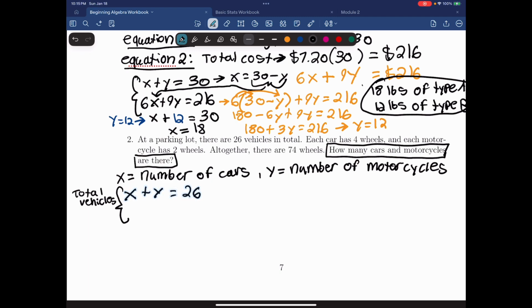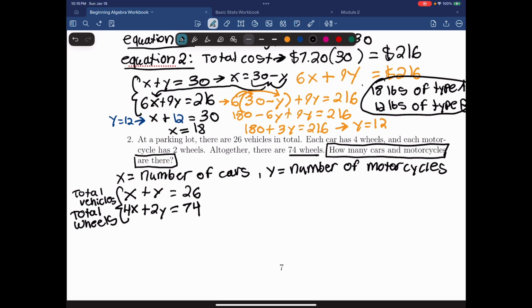And then for our second equation, we're going to figure out what our total amount of wheels are. And to do that, well, we know each car has 4 wheels, so we're going to multiply each car by 4, and then we're going to add 2y, because we know each motorcycle has 2 wheels. And then we're going to set it equal to 74, because that's the total amount of wheels that there are.